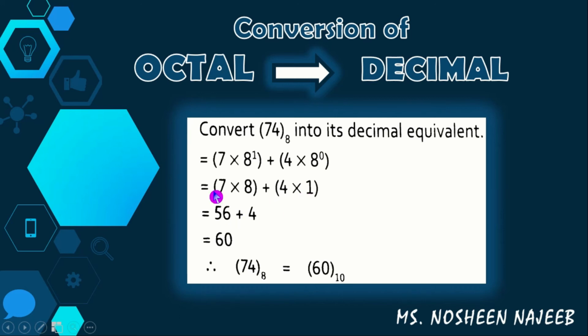So 7 8 times is 56, and 4 1 times is 4, and then you will add them all. 56 plus 4 will be 60. Hence 74 from octal number system equals 60 in decimal number system. Hope you got all the points of this number system.